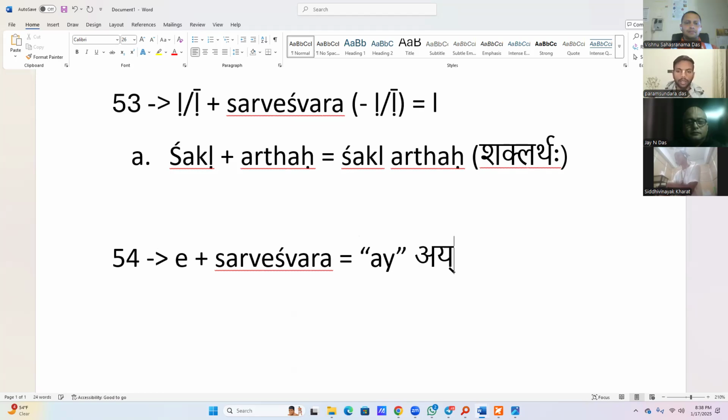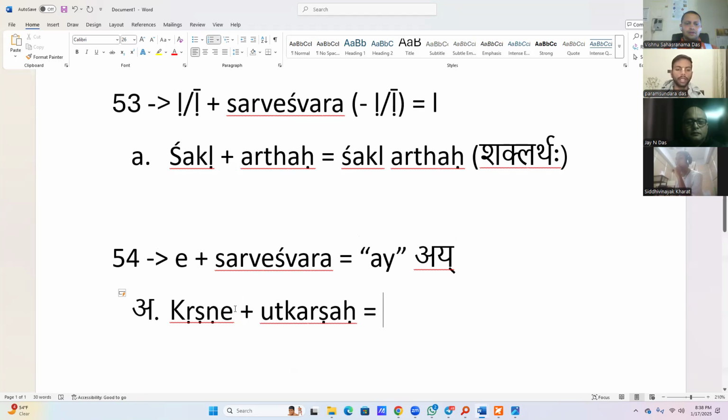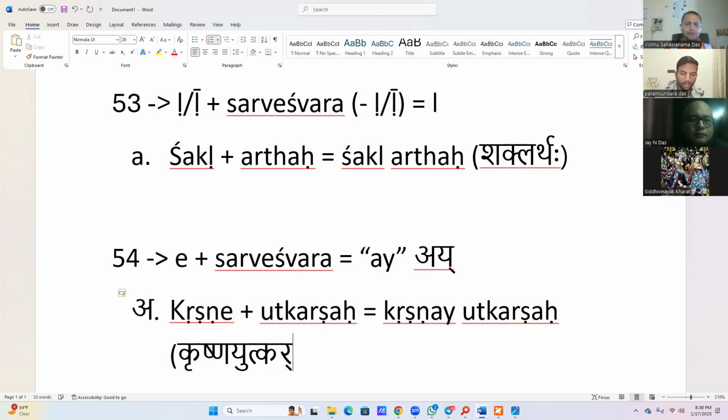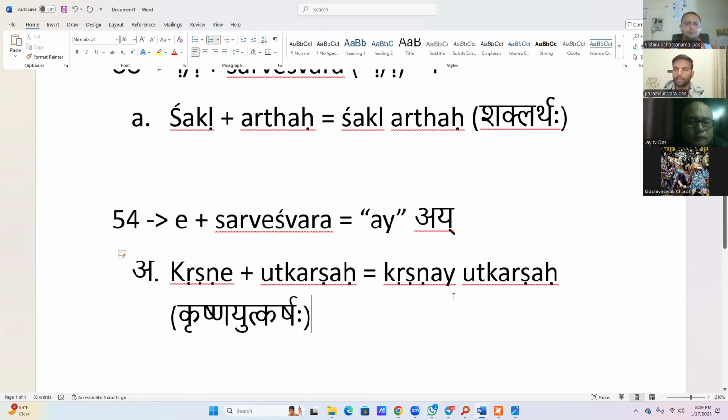Ya with Halanta. For example, Krishna Utkarshah. So we have A at the end of Krishna and we have a Sarveshwara following, U. So A becomes I, so it becomes Krishna Utkarshah like this. In Devanagari, it will be written combinedly. Krishna Yudkarshah. Okay. So this is AI.